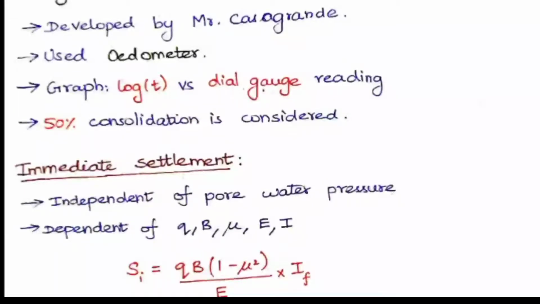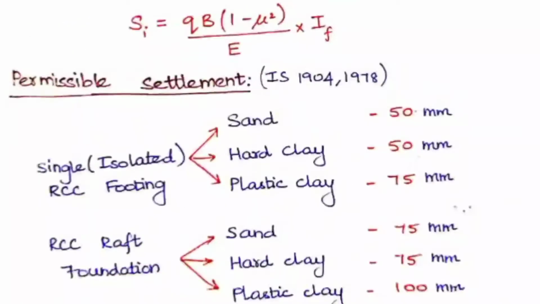And then the immediate settlement of the soil. The immediate settlement of the soil can be directly found by using this formula. This settlement is independent of the pore water pressure, but it is dependent upon q, B, mu, E, and the influence factor I. Here q is nothing but the net intensity or contact pressure, B is the least lateral dimension of the area which is loaded, mu is the Poisson's ratio, E is the elasticity of the soil, and I is the influence factor. It depends upon the rigidity, the loaded area's length and breadth ratio, everything, and the I varies here. For I, there is a separate tabular column for both flexible and rigid soils. So with respect to that, we will be taking the I value.